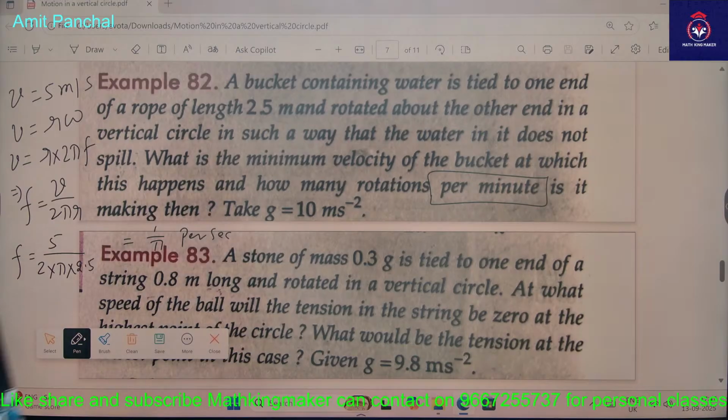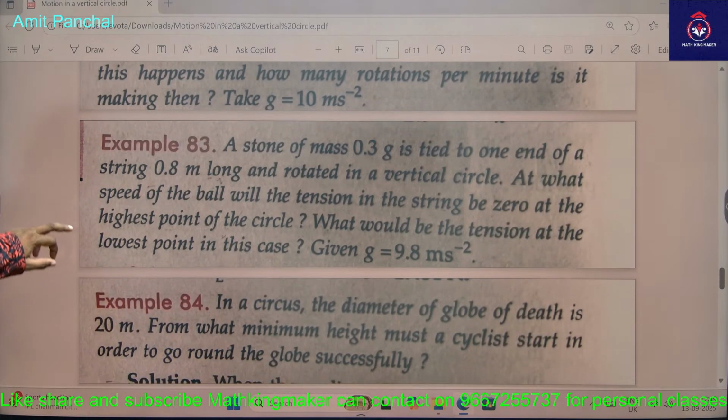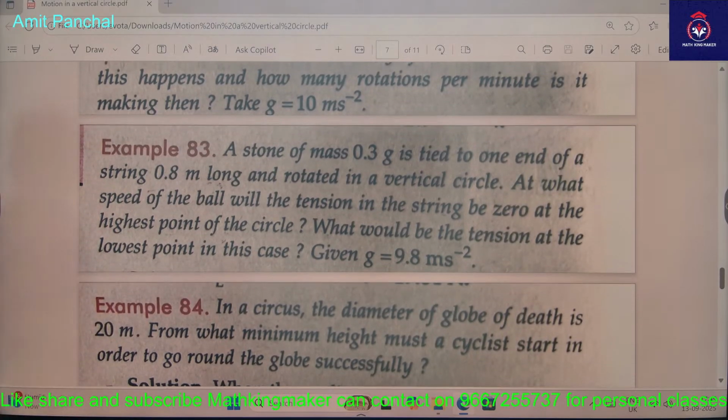Okay, now do 83rd. 88. Upward speed of the function is 0. The highest point of the system. Tension at the highest point of the system.